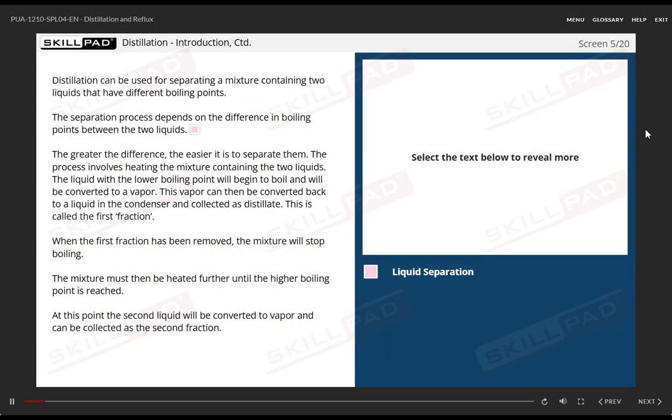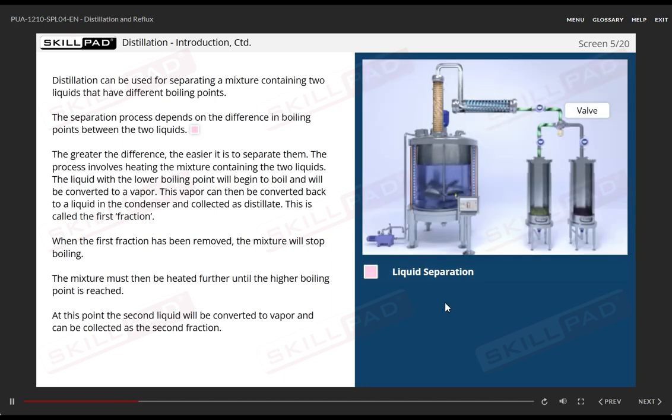Distillation introduction continued. Distillation can be used for separating a mixture containing two liquids that have different boiling points. The separation process depends on the difference in boiling points between the two liquids. The greater the difference, the easier it is to separate them.